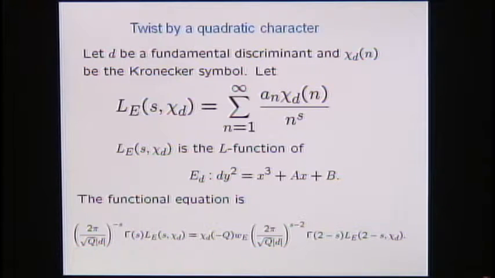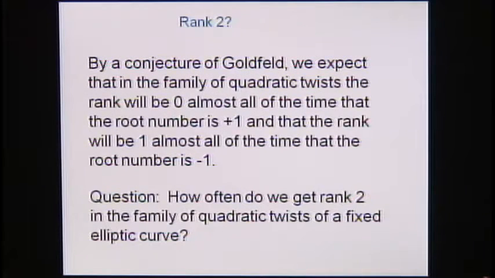Q is fixed. It's the conductor of your original elliptic curve here. And so the d's that we get in this family that we look at will be a union of arithmetic progressions mod q. Okay, so I think I already said all this.